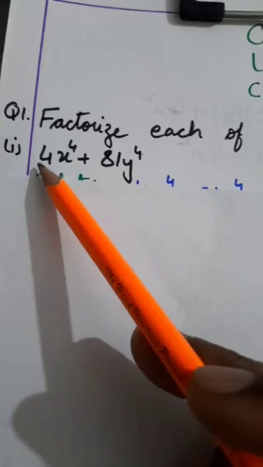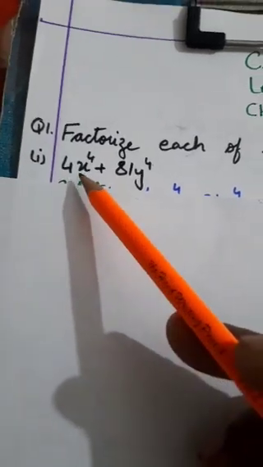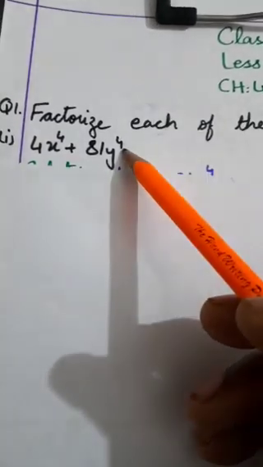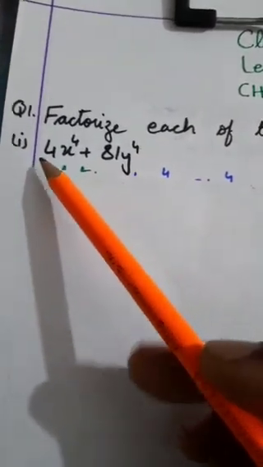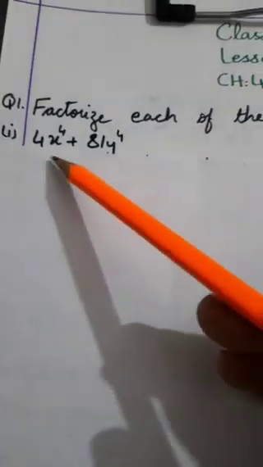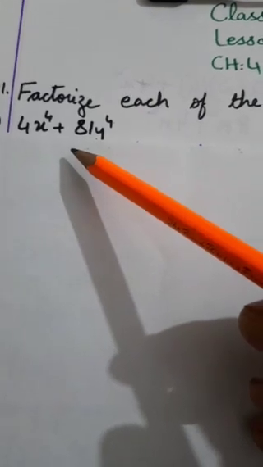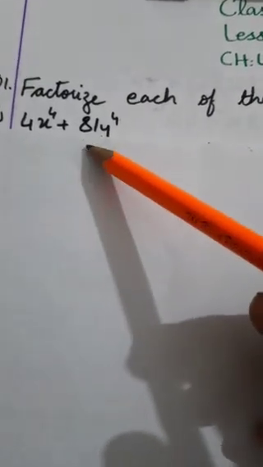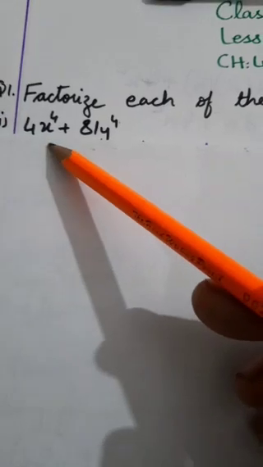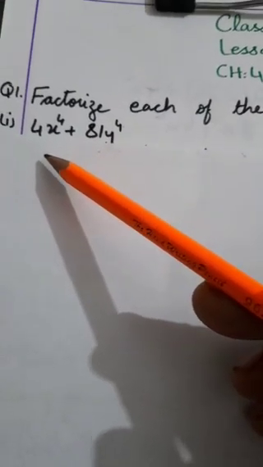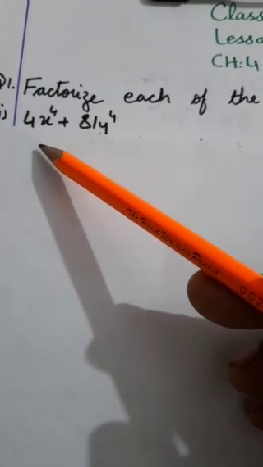So the first part of question number 1 is 4x power 4 plus 81y power 4. First of all, you check whether any number is common. No, because 4 and 81 are not both divisible by any one number, so nothing is common. So what you do, girls, is factorize it by completing the square using the formula (a plus b) whole square.